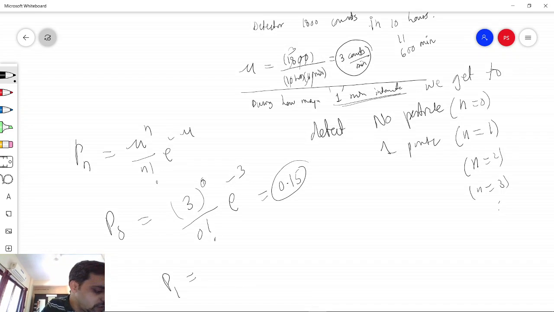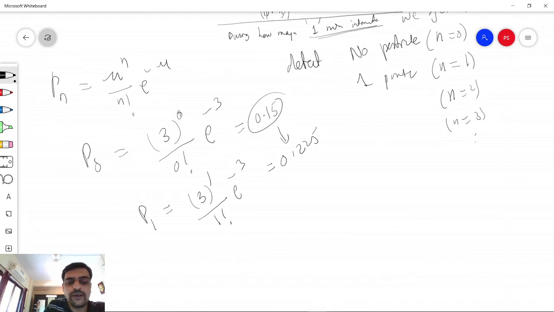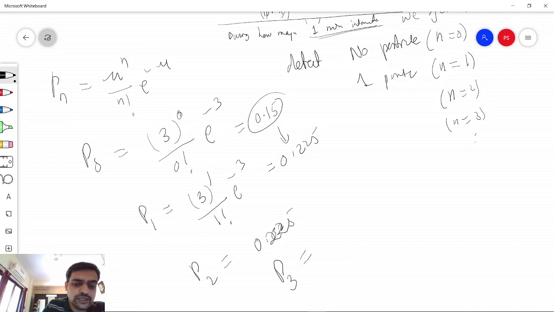Similarly, we can do it for P1. P1 is 3 raised to 1 upon 1 factorial, e raised to minus 3, which is just 0.15. Note that the probability has increased now. The probability of detecting 1 particle in unit time is larger than the probability of detecting 0 particles. Similarly, we can find P2, which is 0.225, and then P3 can also be found using the same logic, 3 raised to 3 upon 3 factorial, e raised to minus 3.